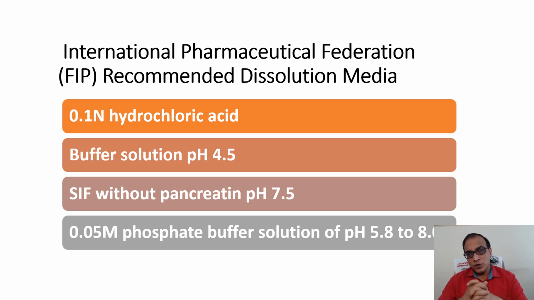Now, the International Pharmaceutical Federation (FIP) recommends dissolution media: 0.1 N HCl, buffer solution of pH 4.5, simulated intestinal fluid without pancreatin at pH 7.5, and 0.05 M phosphate buffer solution of pH 5.8 to 8. So these are the 4 dissolution media recommended by FIP.